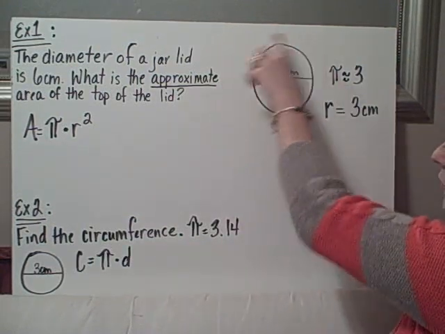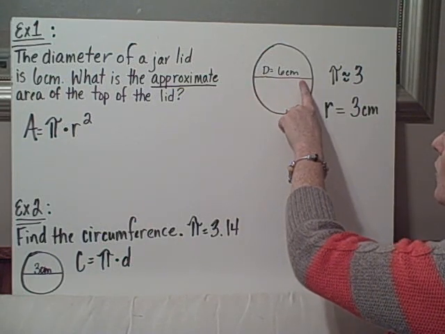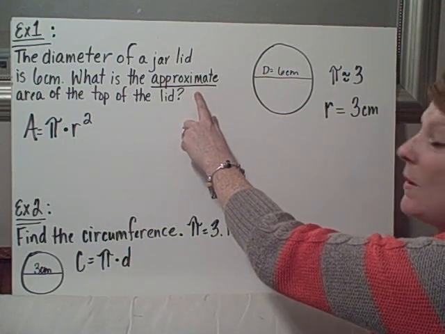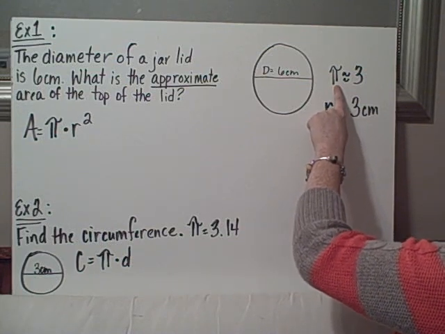Here is my circle for the lid. It has a diameter of 6 centimeters. Diameter goes all the way across. I know I'm working with approximate, and typically when we are asked to approximate something, we are actually approximating pi, making that a little easier, maybe not in a decimal format.